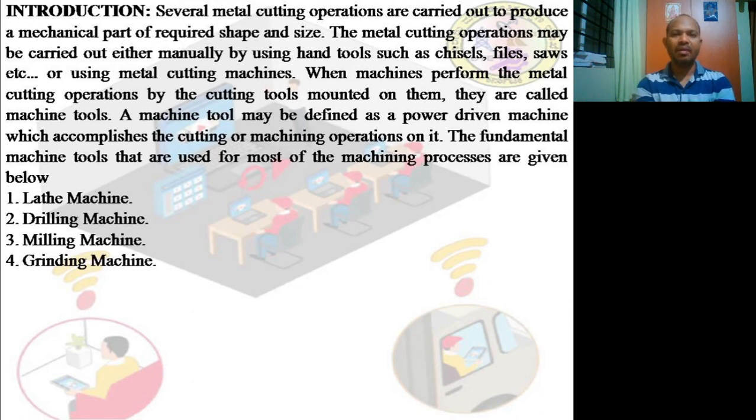When machines perform the metal cutting operations by the cutting tools mounted on them, they are called machine tools. A machine tool may be defined as the power-driven machine which accomplishes the cutting or machining operations. That is how you can define it. The only thing is it makes the work easy for us and it accelerates the work. Is it clear? The fundamental machine tools that have been used are something I have already made a note of: lathe, drilling, milling, and grinding.